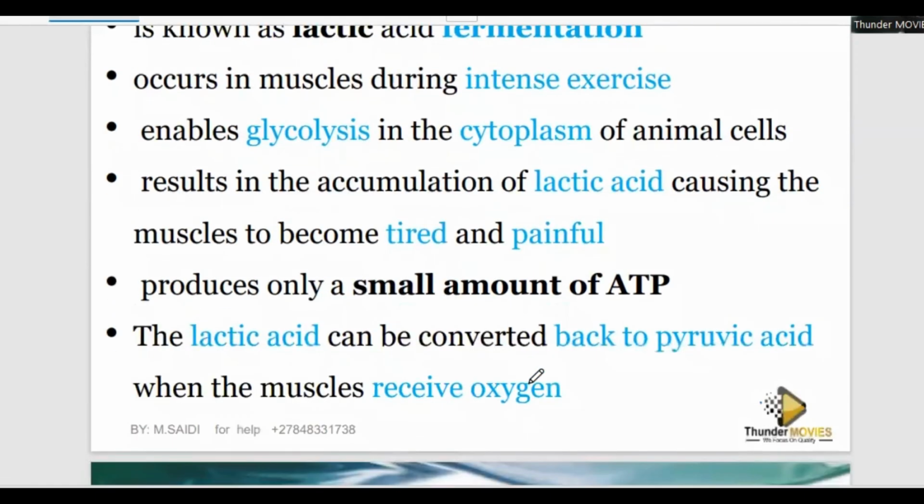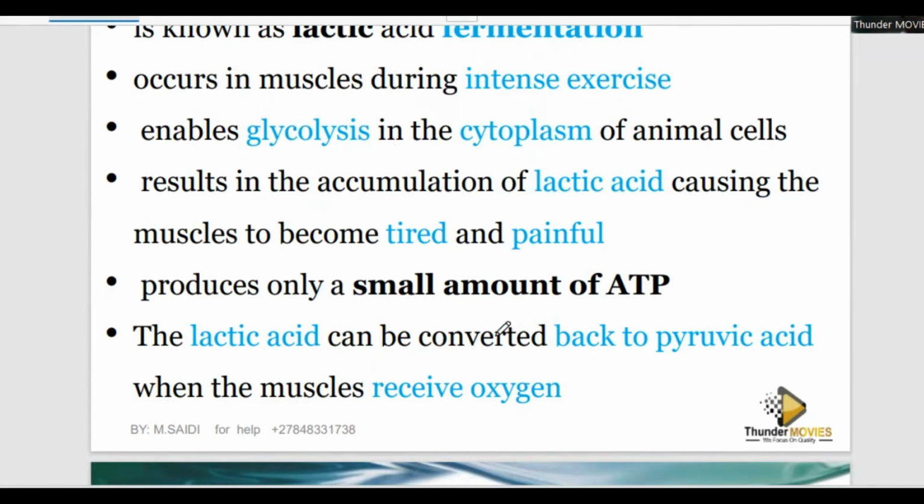So when the muscles become painful, it is because of lactic acid, because this is an acid. Acid is not supposed to be in our muscles. It's not supposed to be there in the body. It's supposed to be excreted out of the body. Because the process of excretion is taking place at a low pace, it accumulates and causes this tiredness and pain in these muscles. It produces only a small amount of energy compared to aerobic. We have talked about this.